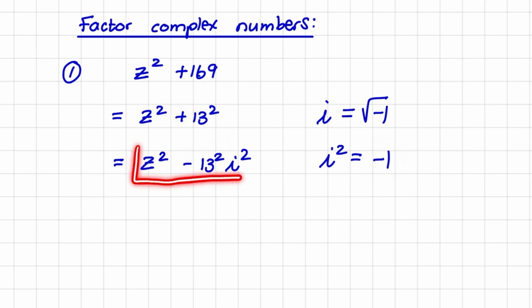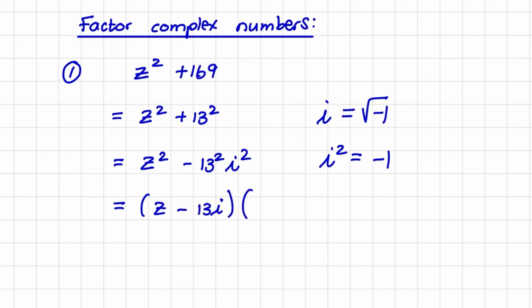And now we have a difference of two squares. And we can easily factor that as z minus 13i times z plus 13i.